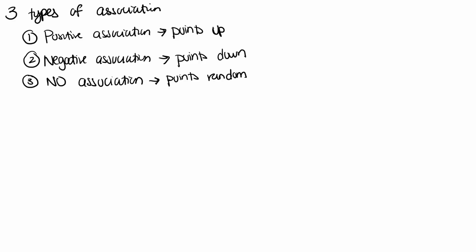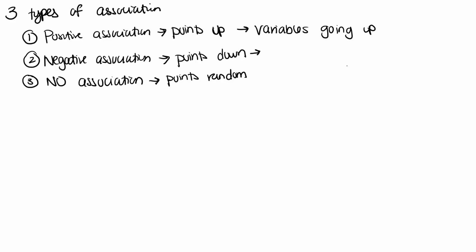Now, when we're talking about the points going up, down, or being random, what that means is that the variables, what we're talking about on the graph, is what is changing. So for a positive association, the points are going up. It means that both variables are going up. For example, I could say the more you study, the higher your grade is going to be. Both of those are increasing. The more you study, that's increasing. The higher the grade's going to be, that is also increasing.